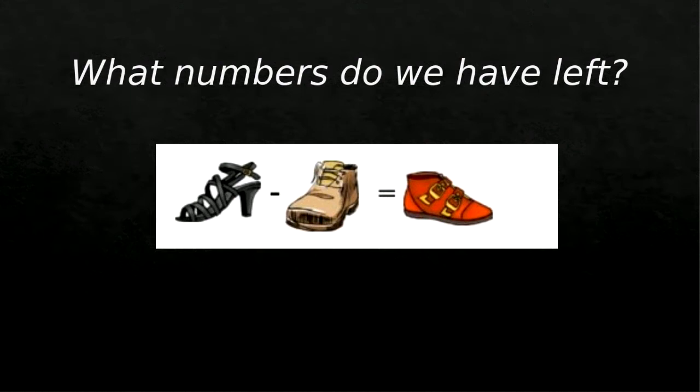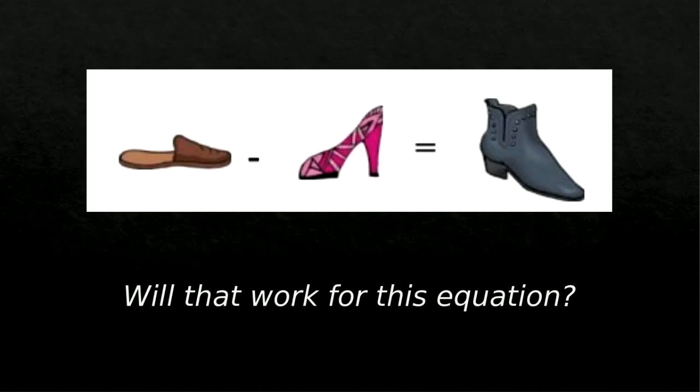So what is the 6? Did we figure out what the 6 was? Remember this slide here? We know that the brown slipper is now a 9. And we know the pink shoe is now a 3. 9 minus 3 equals 6. The gray boot is a 6. Awesome job.